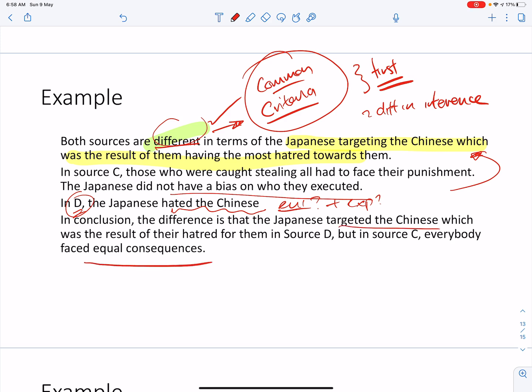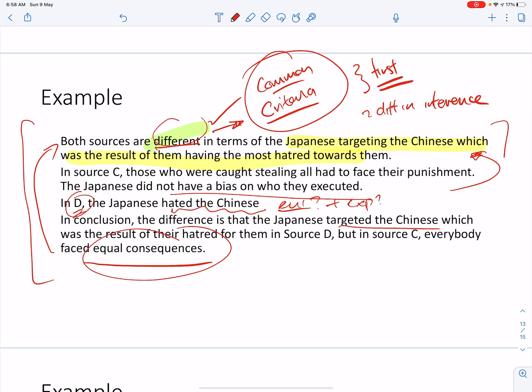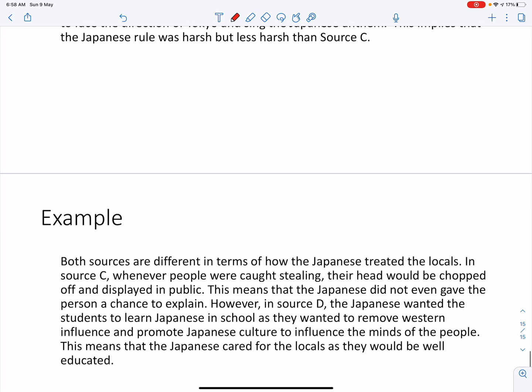So targeting the Chinese versus equal consequences, right? It's somewhat there, but it's not clear, alright? And in the first place, this line should be in front here. So therefore, there's a lot of problems with this paragraph, alright, in not following a criteria, not being clear in what you are stating. Alright, let's move on to the next example.